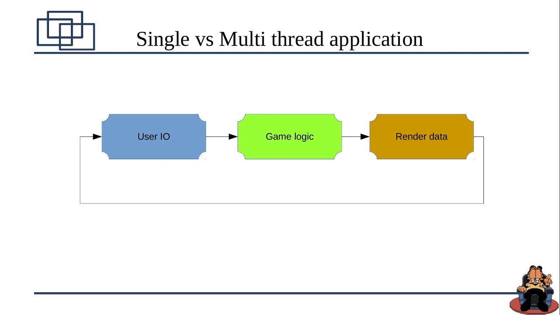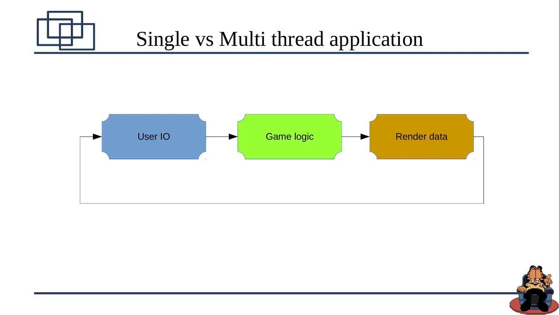In a single thread application, each task, so as I said, for example, user IO, game logic, render data, is done one after another. So first we read user IO, then we process some game logic, and finally we render the graphics. And back again, we read the user IO, and so on. Well, this approach has its advantages and disadvantages. In my opinion, the biggest advantage of this approach is that it's fairly simple to implement and to maintain.